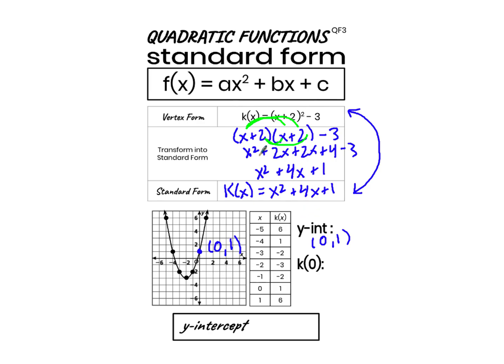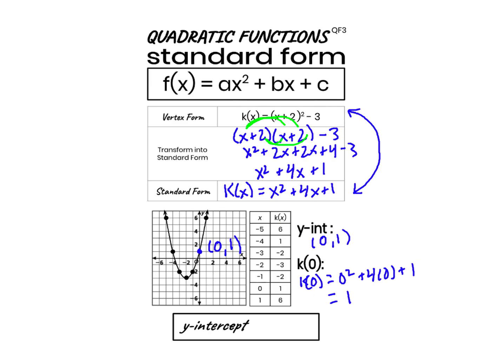I'd like you to see that we could have directly found that y-intercept by plugging in 0 into our function rule. So we plug in 0: 0 squared, 4 times 0, plus 1. What happens is my x squared and my 4x term become 0, and k of 0 is just 1. k of 0 gives me the y-intercept because the y-intercept is the point on the graph when x is 0.